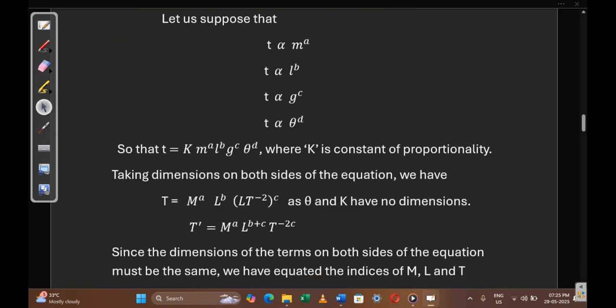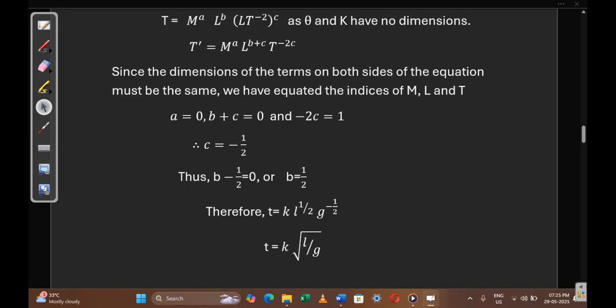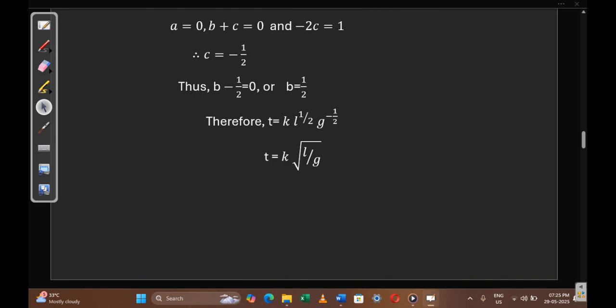K is the proportionality constant. We can't find this proportionality constant with the help of the dimensional formula. We can get the value of K only by doing experiments. So here the relation is T is equal to K root L by g. The value of K, deduced from experiment, is 2 pi.